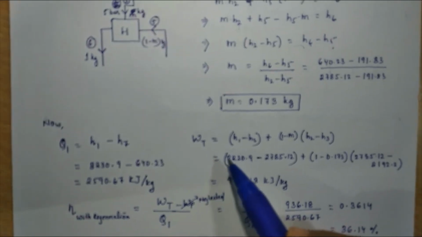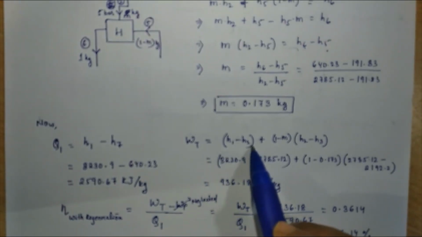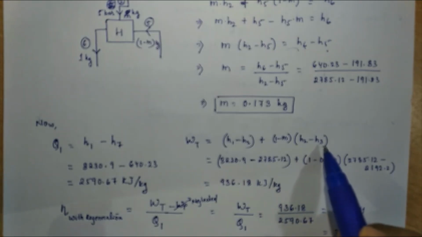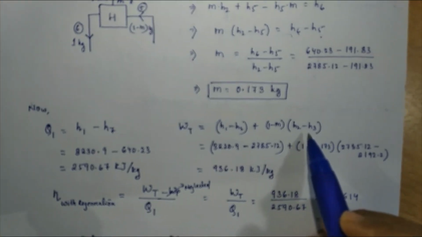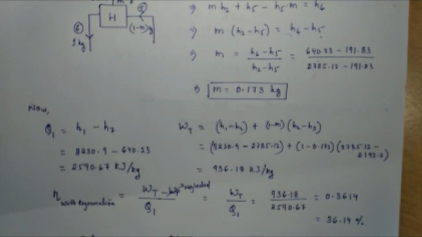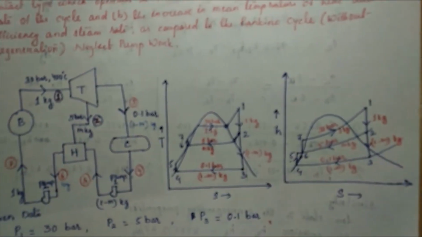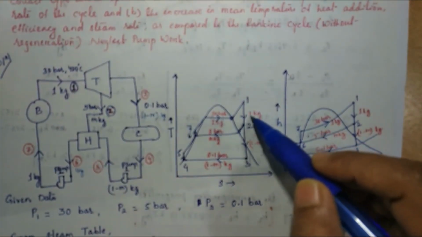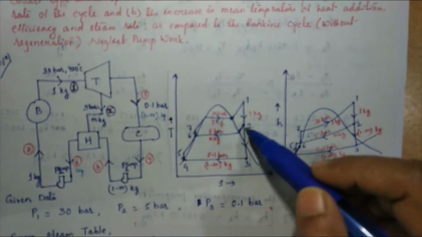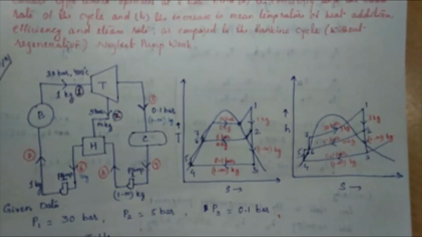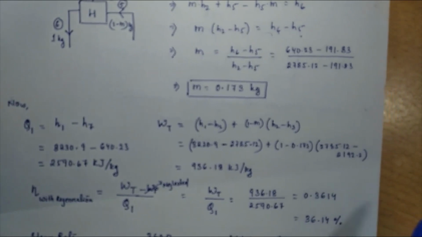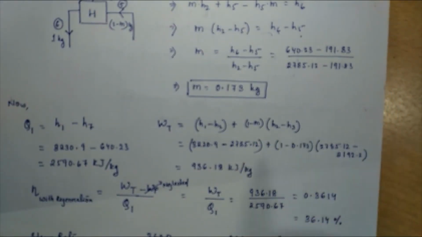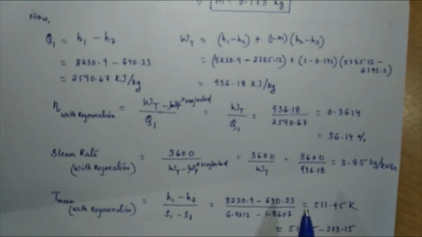Similarly, WT. WT is (H1 minus H2) plus (1 minus M) into (H2 minus H3). Right? So I have all the values. So see, this is the turbine process. So here H1 minus H2 with 1 kg and H2 minus H3 with 1 minus M kg. So it is written here (1 minus M) into (H2 minus H3).